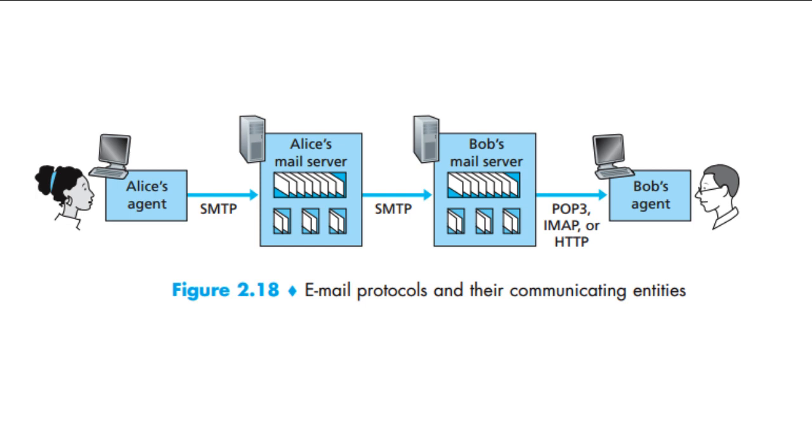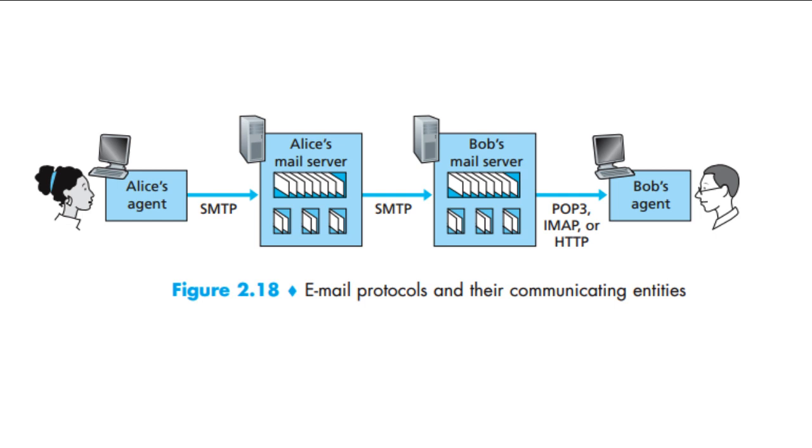The puzzle is completed by introducing a special mail access protocol that transfers messages from Bob's mail server to his local PC. There are currently a number of popular mail access protocols, including Post Office Protocol version 3, that is POP3, Internet Mail Access Protocol IMAP, and HTTP.